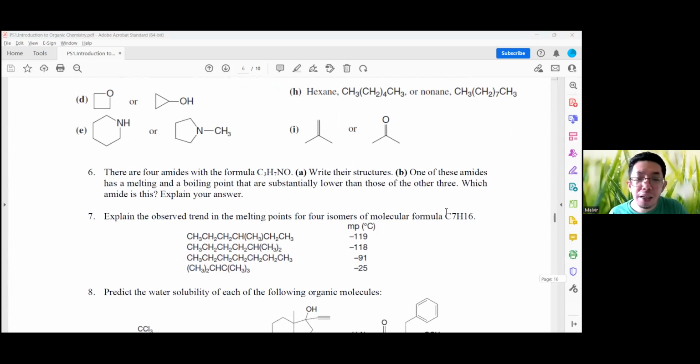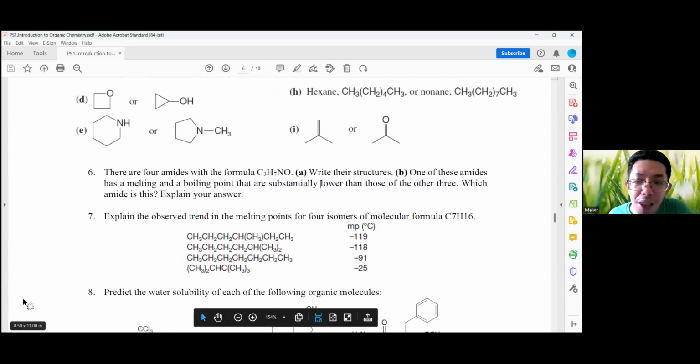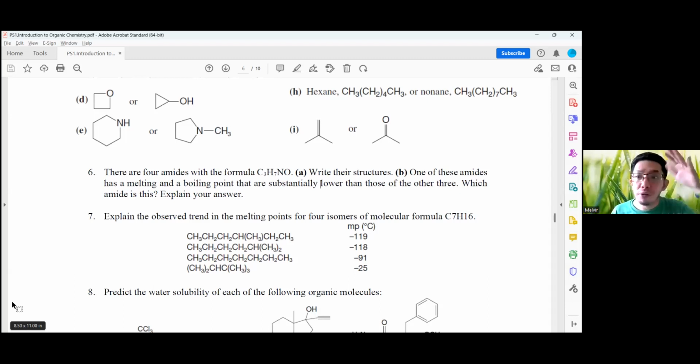Okay? And then, sa letter B, Josh, one of these amides has a melting and a boiling point that are substantially lower than those of the other three. Parang outlier talaga siya, na mababa. So which amide is this? And explain your answer. Kahit brief explanation lang why that amide will have significantly lower boiling and melting points compared to the other amides.